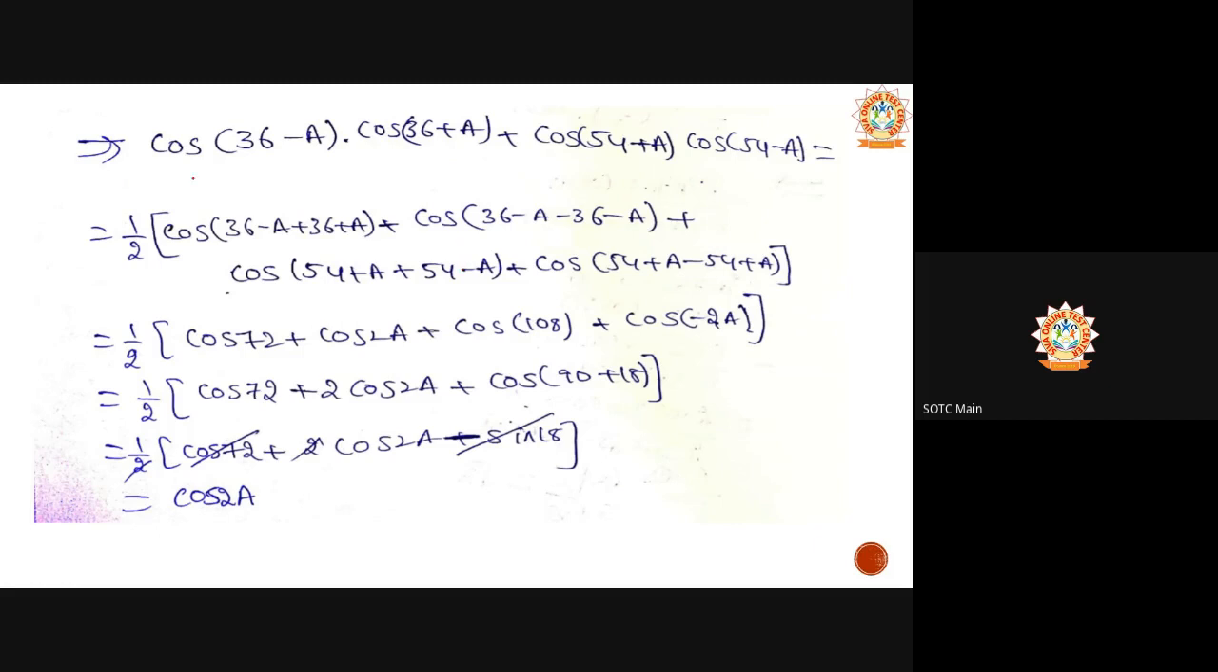You can see here, this is cos of 36 minus A into cos of 36 plus A. It is in the form of, if you multiply by 2 and divide by 2, it will come 2 cos A cos B, that is cos of A plus B plus cos of A minus B. Then here cos 54 plus A into cos of 54 minus A. Here also same thing, right? 2 cos A cos B will come cos of A plus B plus cos of A minus B. You can check and tell me whether this is correct or not.